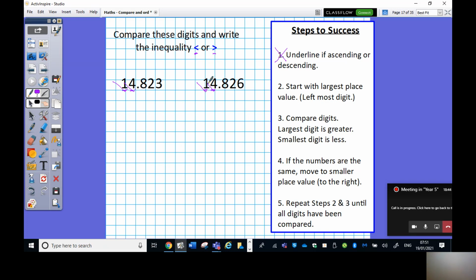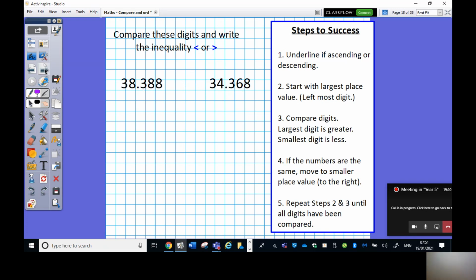And what's the value of each? Are they the same or different? Yep, so what do we do? Brilliant, we move on to the next, which is, good, the hundredths. Are they the same or different? They're the same. Great, so which place value do I move on to now? The thousands. And we have 3 and 6. Is 3 less than or greater than 6 thousandths? Yeah, it's less than, isn't it? So therefore, we write our inequality less than.